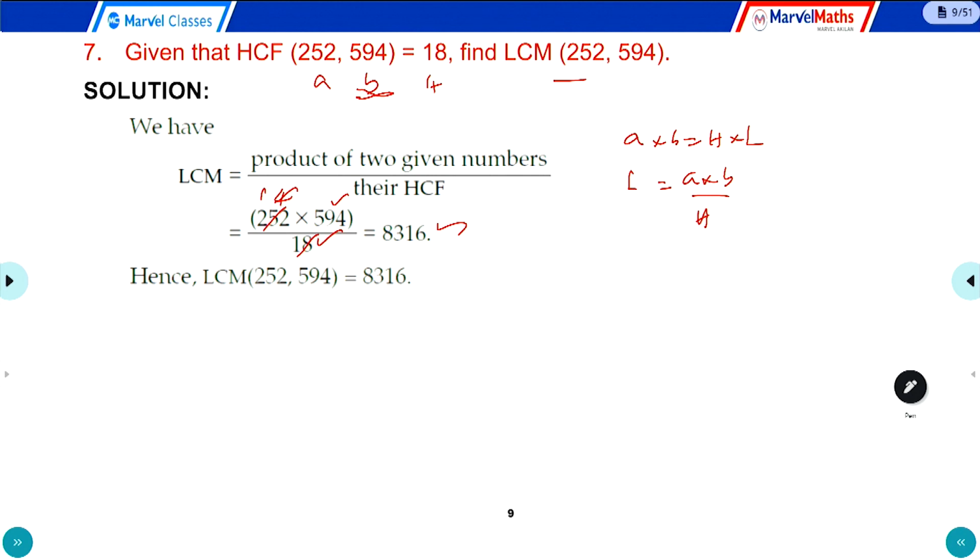So using this formula, you have 3 different types of questions. Type 1: two numbers and HCF are given, find LCM. Type 2: also find HCF. Type 3: find A or B, that is the other number. Product of the numbers equal to product of HCF and LCM.